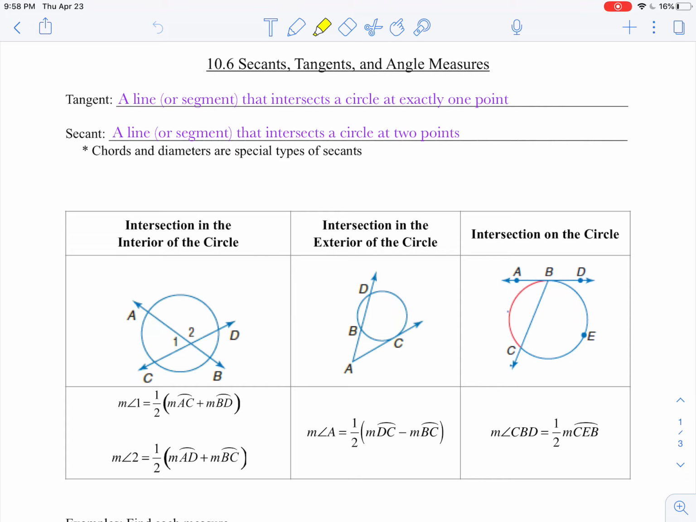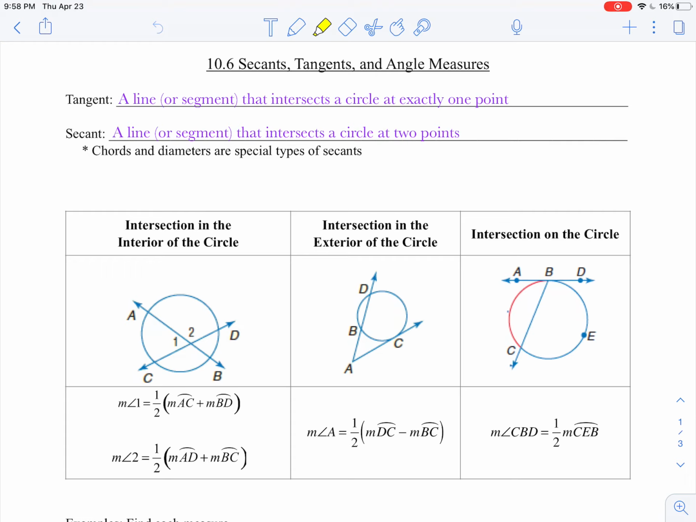A chord and a diameter are types of secants because they start and stop on the actual circle. But a secant can also be a line that just passes through two different parts of the circle. Today we're looking at what happens when angles get created in and around circles. The angles that we're going to look at today are not central angles, nor are they inscribed angles. They're just kind of in random places located around a circle.